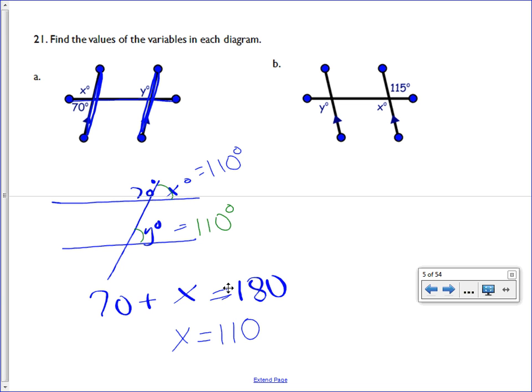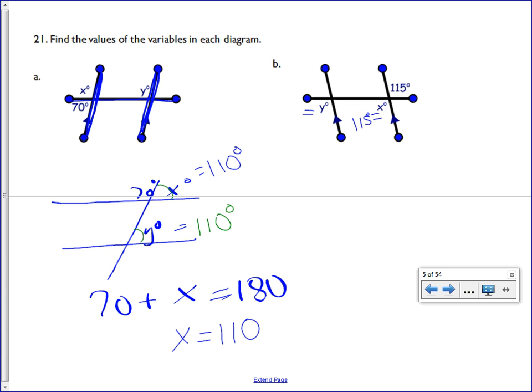Okay, with B, to figure out what x is, you need to understand that these two line segments are vertical, and what's true about all vertical angles? They're congruent. So x is equal to 115 degrees, and we're done with x.